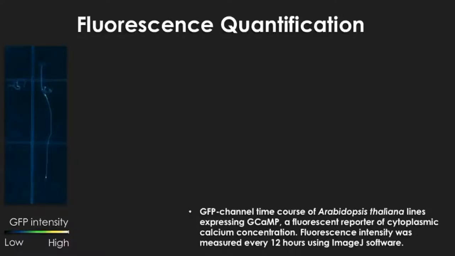So here I've put together a time course of images from our GCaMP plant. So it is possible to see changes in different tissues over time. This is a pseudocolored movie showing low calcium as cool blue and higher calcium colored hot yellow. If you look closely, there's a calcium transient in the cotyledon of the smaller plant.